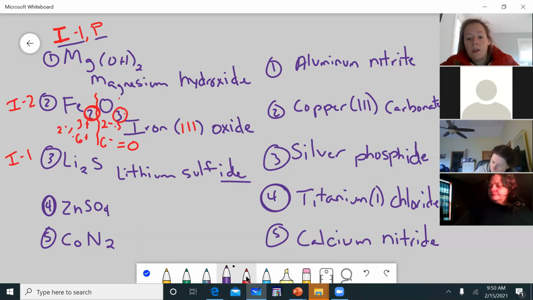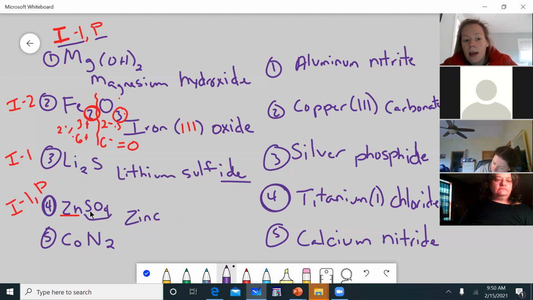Next one down here. This is also ionic. And I know that it is sitting in the transition area, but this is going to be a type 1. Why? Because zinc always has the predictable charge of what? 2 plus. So that's just one of the transitions you want to have memorized. And then there's also a polyatomic ion in here. So I'm going to name the metal zinc. Because zinc is always 2 plus, we don't need to fill that in. And then I'm just going to name what the polyatomic ion is. SO4 is sulfate. So zinc sulfate, ATE.